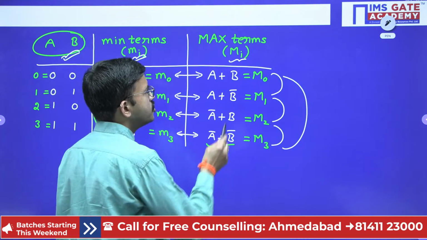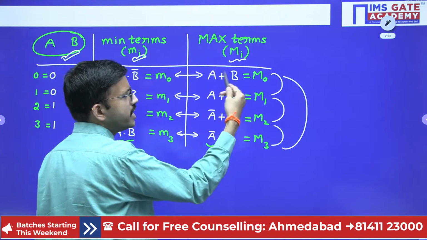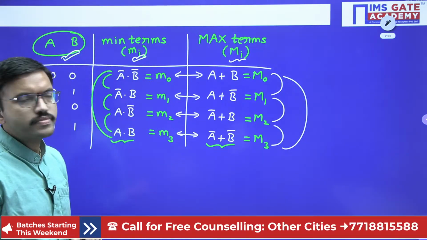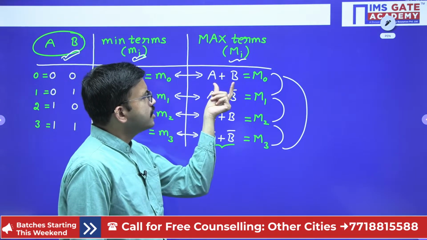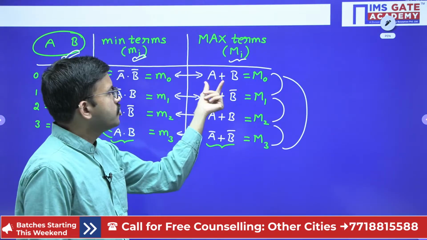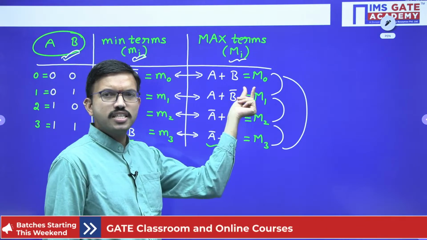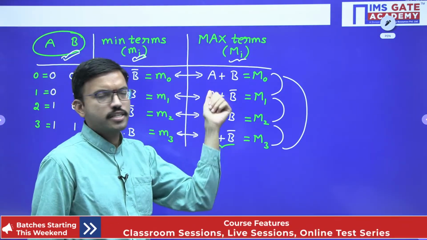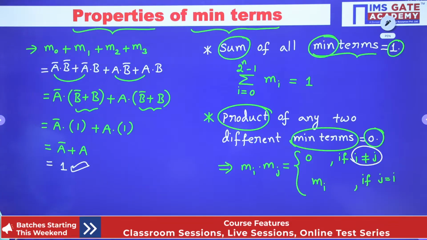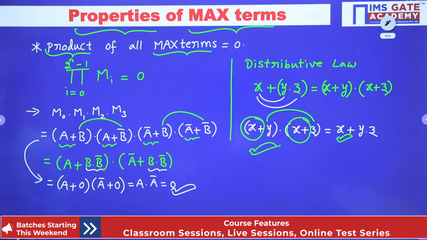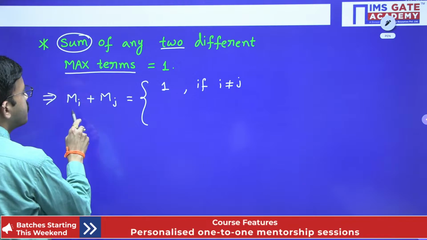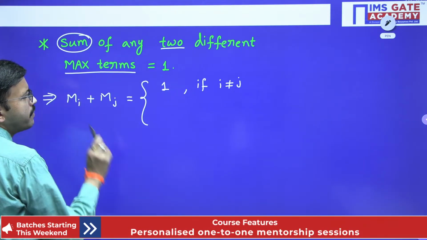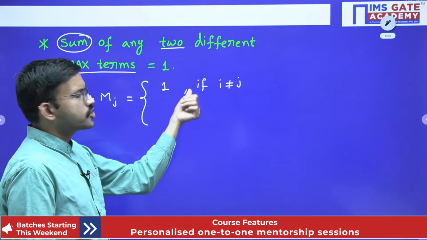Suppose you are considering M0. If you are adding with M0, what will you get? Like a plus b is the term. If you are adding with a plus b, you will get the same term. a plus a is nothing but a, b plus b is nothing but b. That means the same term you are going to get. If you are adding two different max terms, then the resultant value you are going to get is 1.